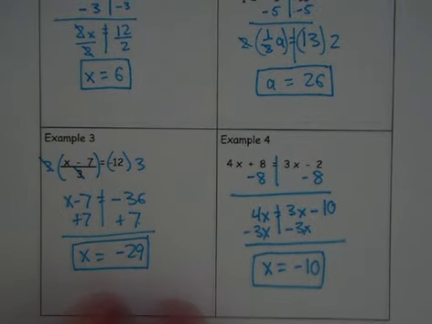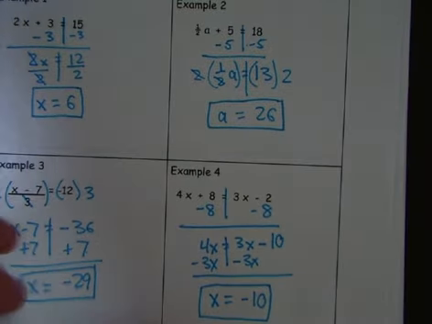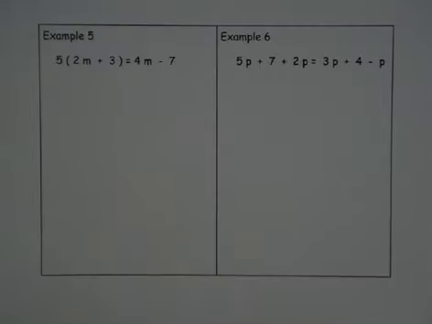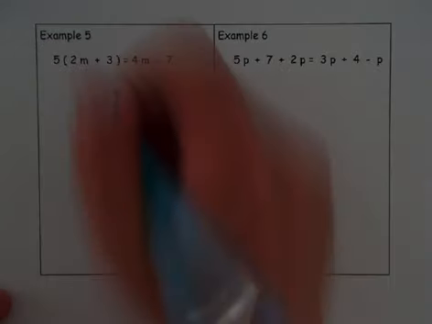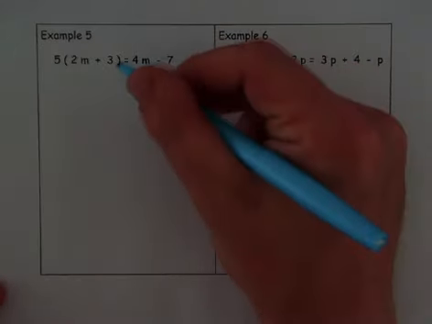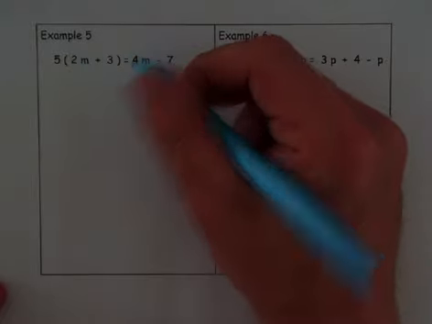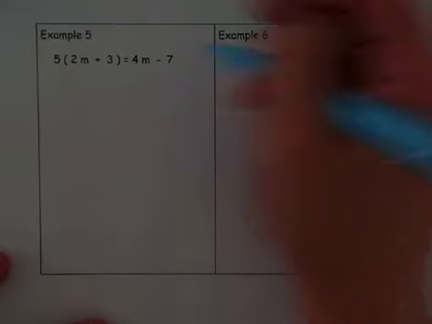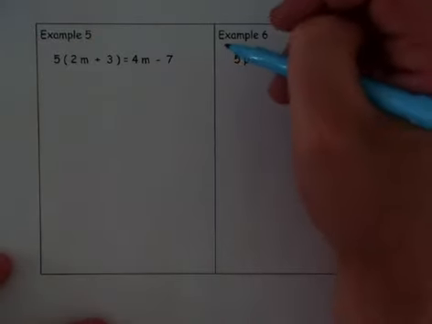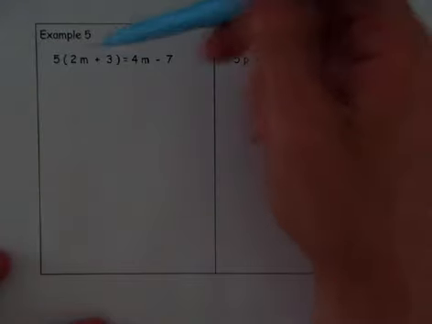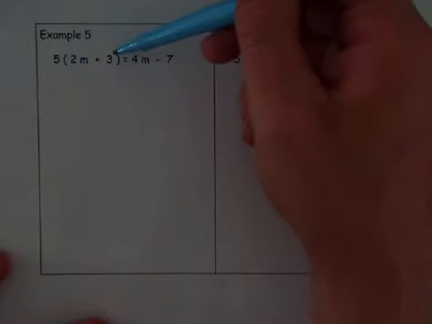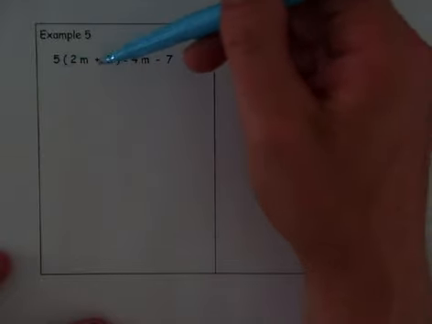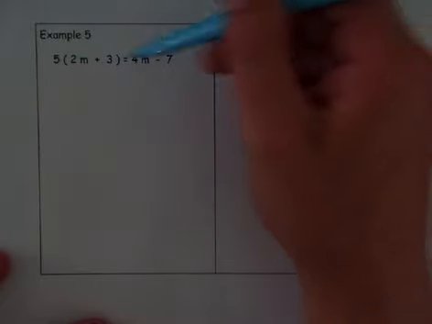Okay? Let's do 2 more examples that get just a little bit more complicated. And then we'll be done with these notes. So here's example 5. Example 5 says 5 times the quantity 2m plus 3, this is a quantity, equals 4m minus 7. Okay? Now, there are a couple different ways you could approach this problem. But the first thing that I see is this 5 needs to be distributed. We could try to divide by 5, but because 4 and 7 aren't going to divide by 5 equally, we're going to get some really crazy fractions if we go that route.